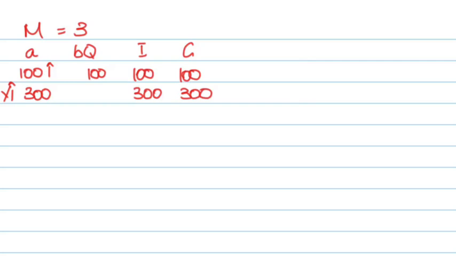But for Q, this will not be 300, because Q is also connected with 0.8, which means that the increase in Q is 80, and that 80 multiplied by the multiplier will increase by 240. So this is it for this video. In the next video we'll talk about the accelerator theory, and then we'll move towards the open economy.